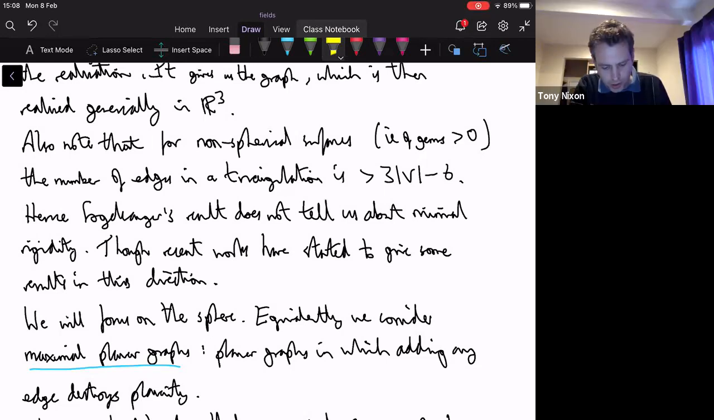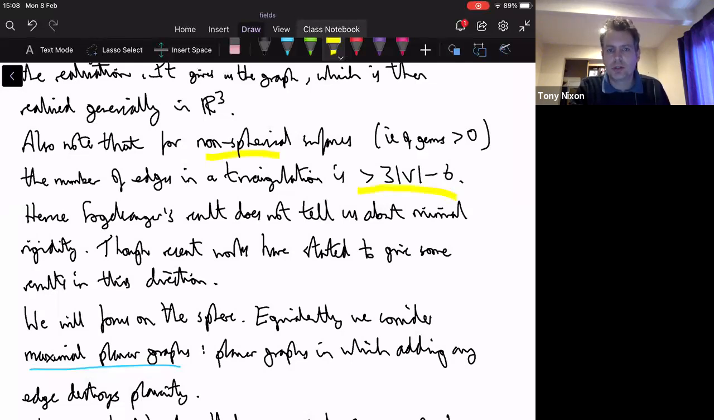Okay, so let's just think about the count. We're in three-dimensional space, so the d-type count tells us that the number of edges should be 3v minus 6. But it's easy to check using Euler's formula what the number of edges you will get in a triangulation of a surface depending on the genus. And as long as it's not the sphere, it's definitely going to be more than 3v minus 6.